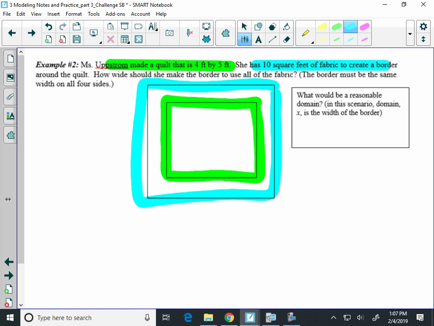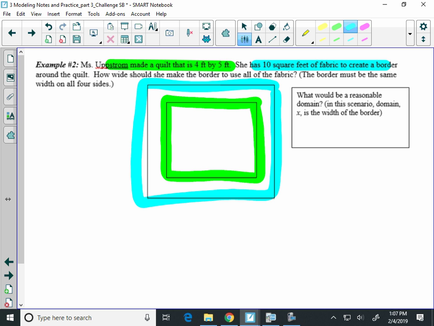All right, so our question is, Ms. Upstrom wants to know, how wide should she make the border around her quilt, and every side of the border has to be the same. So you can't have one that's 3 inches and one that's 8 inches. It has to be the same around the whole thing.